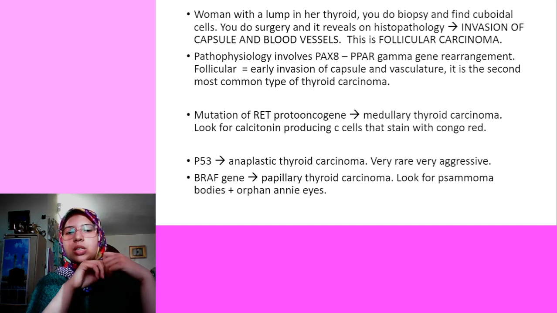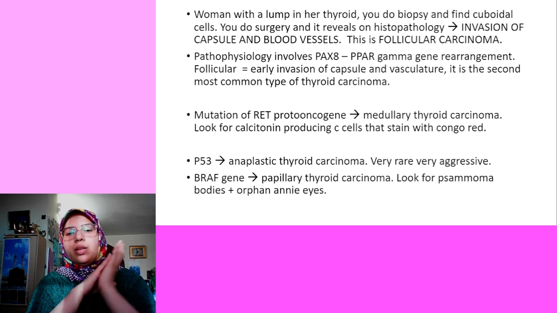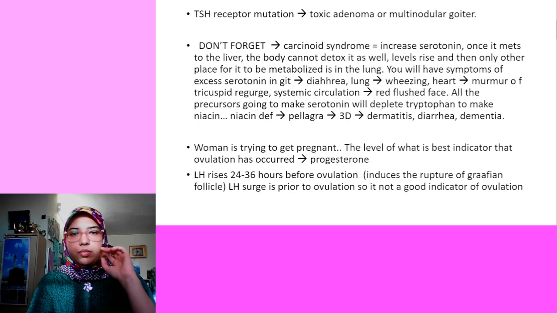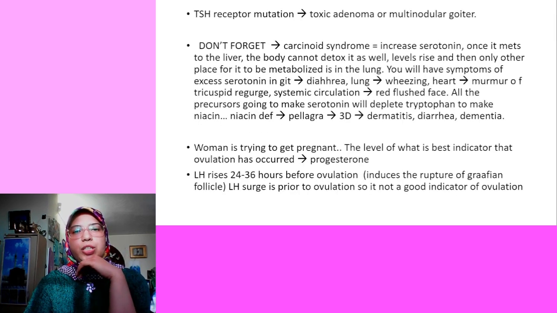P53 mutation is going to be anaplastic thyroid carcinoma, very rare, very aggressive, very old. So you want an elderly person. This has a very, very poor prognosis. BRAF gene mutation, that's papillary thyroid carcinoma. Look for psammoma bodies and Orphan Annie eyes. TSH receptor mutation is seen in toxic adenoma or multinodular goiter.